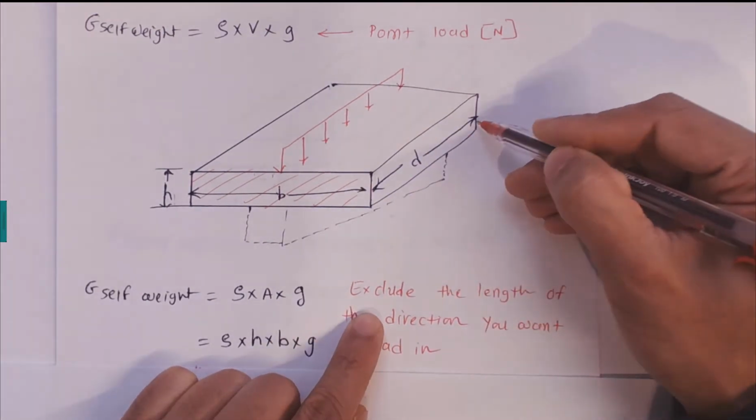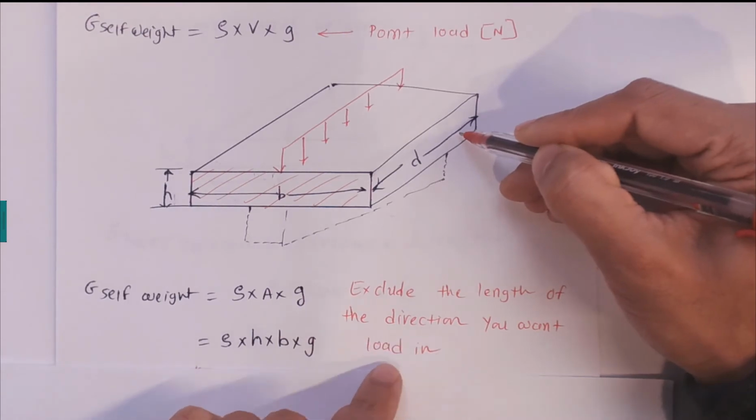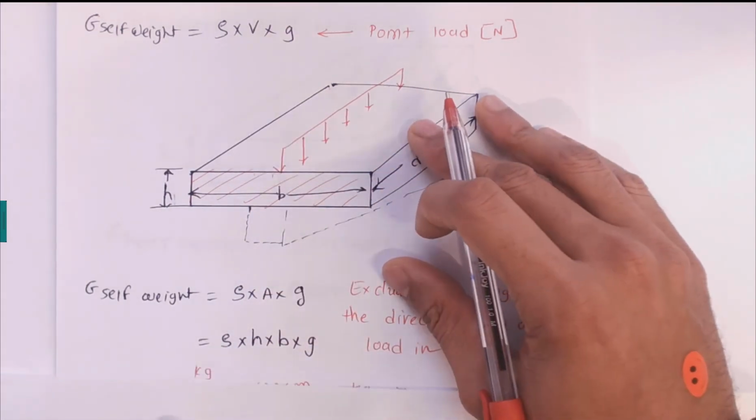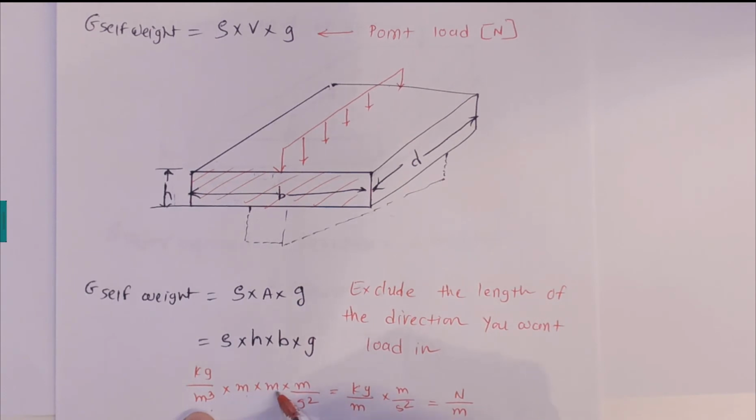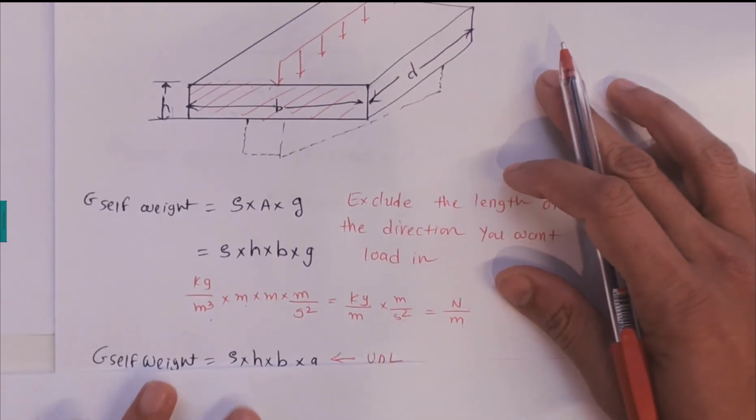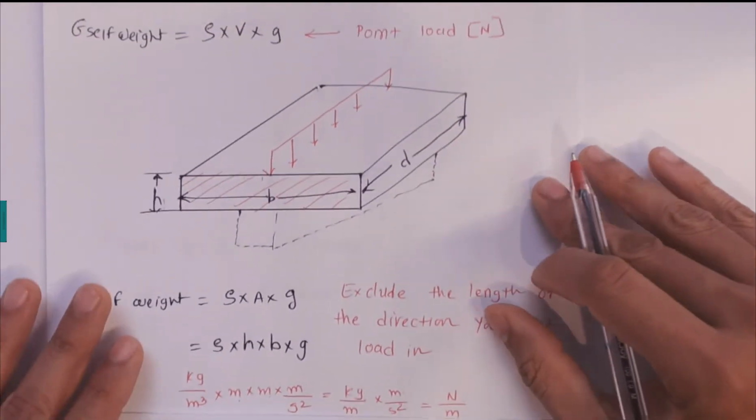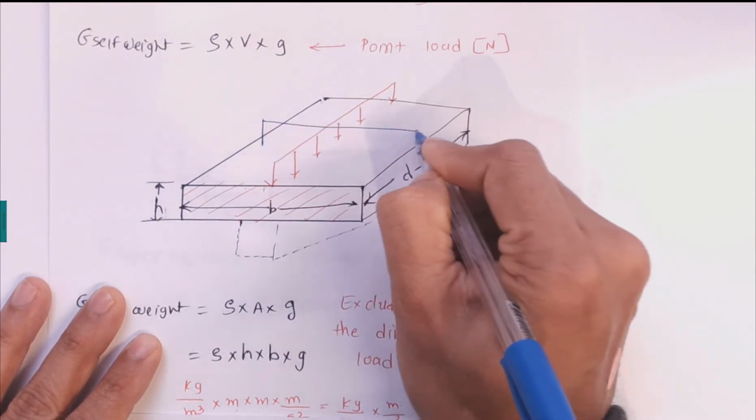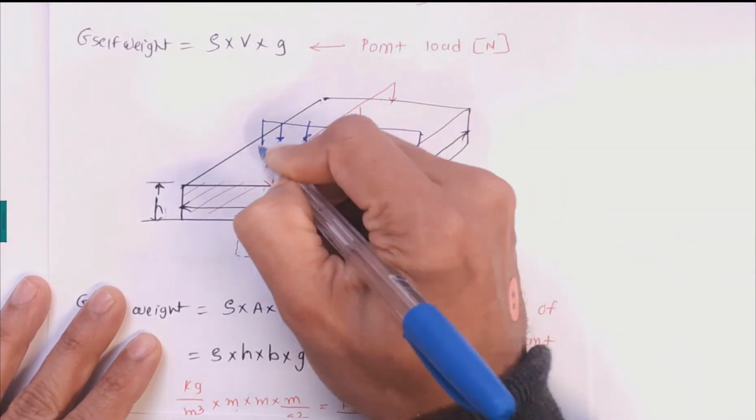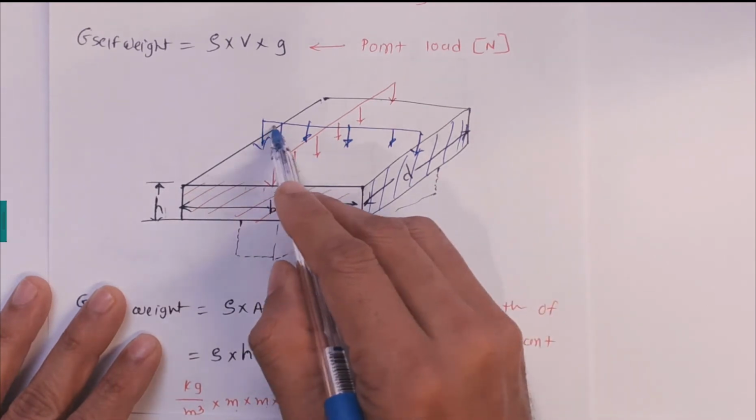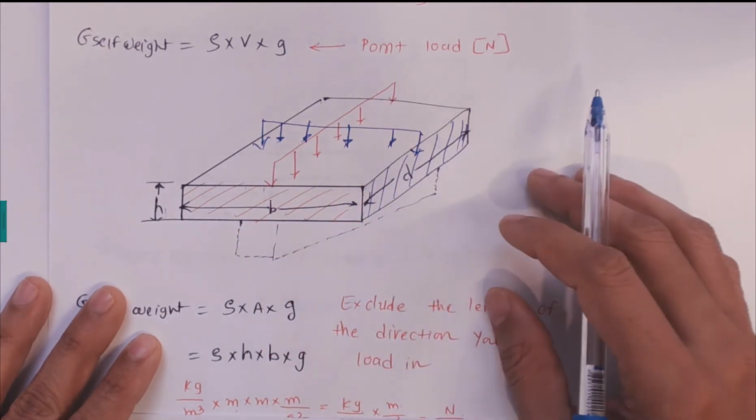You always exclude the length of the direction where you want to load it. So this is the parallel length, and you don't need to use this D in the calculation of the area. If I take the units, kilogram per meter cubed, times meter times meter squared, so kilogram per meter; removing the meter squared, kilogram meter over second squared is Newton per meter. So the final equation is rho times h times b times g. Now in case you would like to find the UDL load in the other direction, in that approach we need to multiply by the perpendicular area. So if you want to calculate the UDL load acting in these directions, we need to multiply by this area.